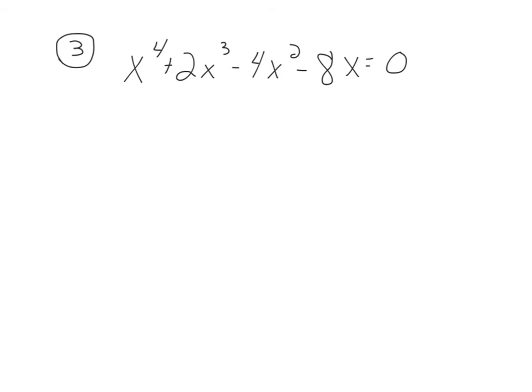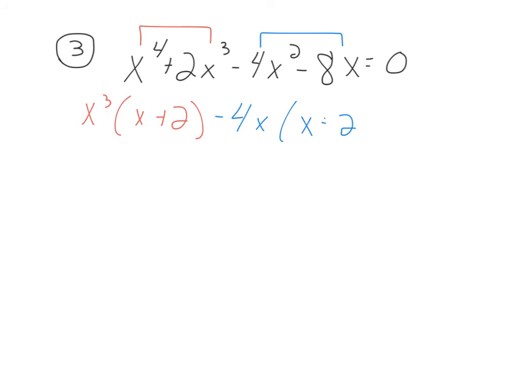Okay, so here we're on our last example for today, and when we look at this, we see that we have a 4-term polynomial. When we know we have 4 terms, we're going to group. So when I group these first 2 together, I can pull out an x to the 3, leaving me x plus 2 on the inside. Then the second set of terms, I'm going to pull out a negative 4x, leaving me x plus 2 on the inside, equaling 0.